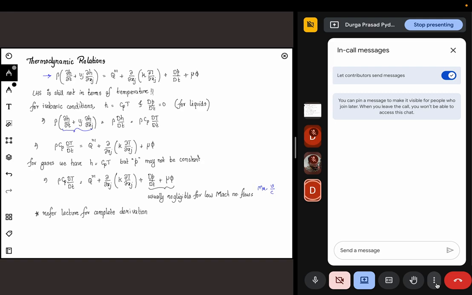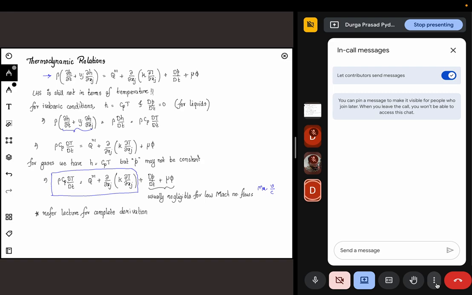If this Mach number is less than say 0.1, then both the terms are actually very small and they can be neglected from the total governing equation. So this will be the only term that I will be considering for most of the cases from now on. Even in the boundary layer equation, this is the equation that we'll be using.